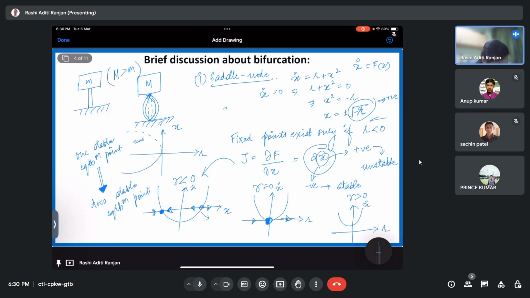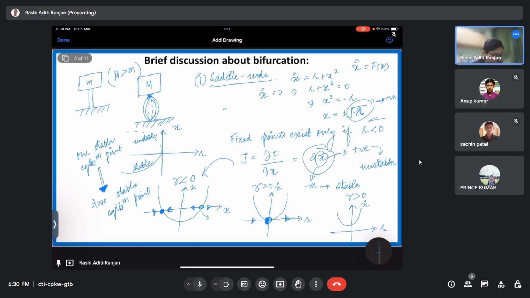This is your unstable, this is your stable. And this kind of a bifurcation is known as your saddle node bifurcation. So in case of a saddle node bifurcation, there is one stable and one unstable fixed point, and then they come together and result in the vanishing of the fixed points. After that, there is no fixed point.